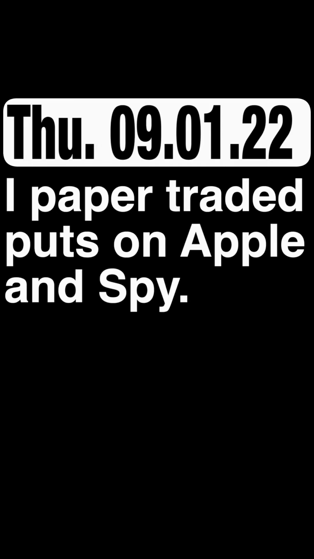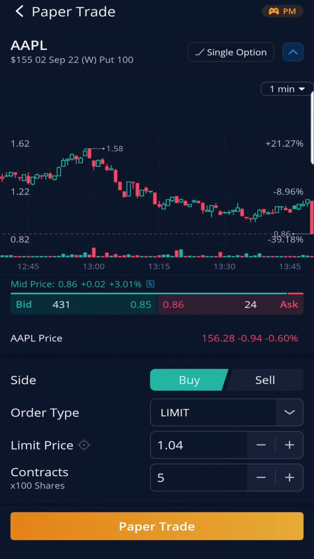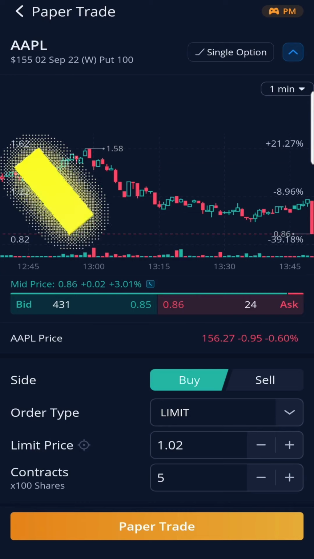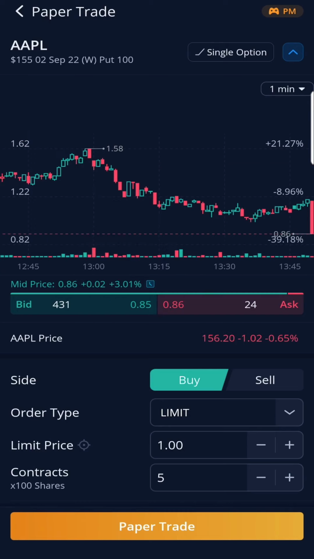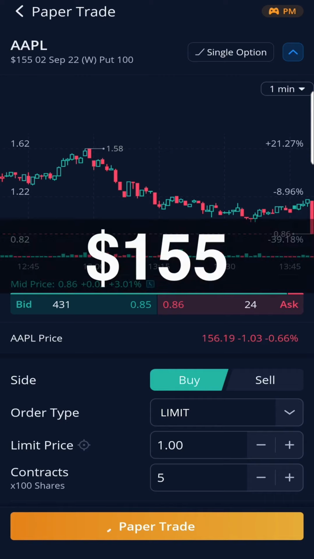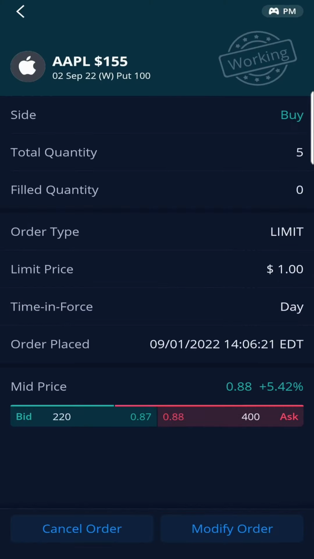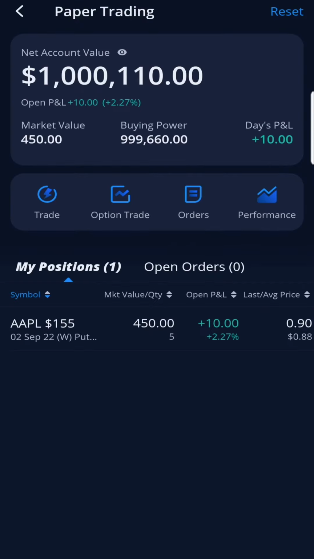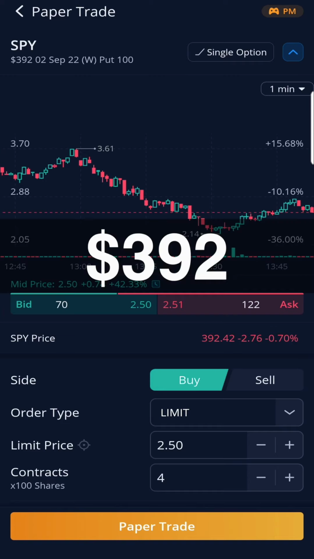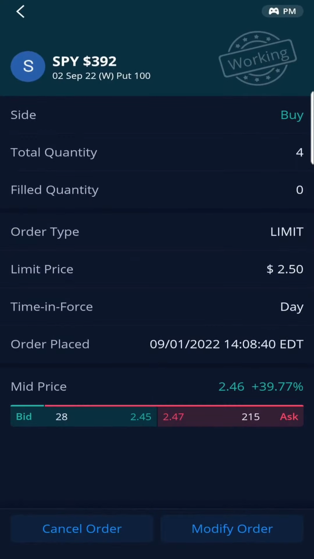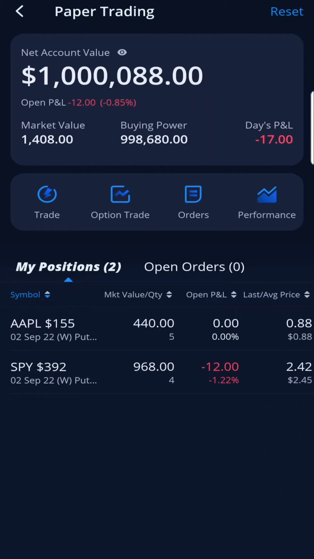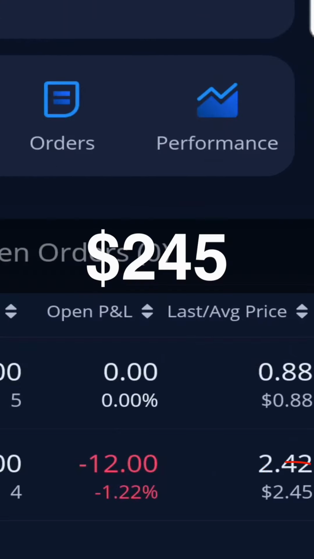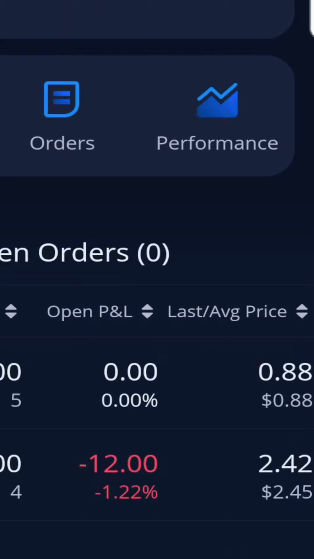I paper traded puts on Apple and SPY. I was watching a lot of companies go down today, and even though there was a late push on Apple, I bought 5 put contracts on Apple at the strike price of $155. I set the limit price to be $100, but my average price came out to be $88. I also bought 4 put contracts of SPY at the strike price of $392. I set the limit price of $250. I quickly got 4 contracts and my average price was $245.